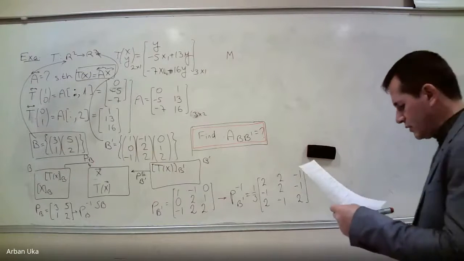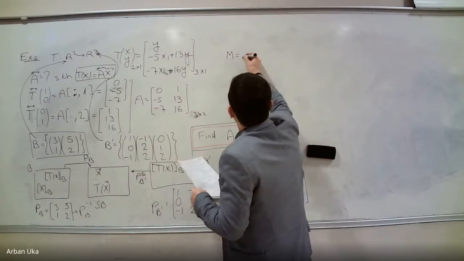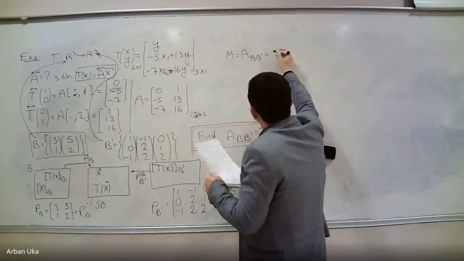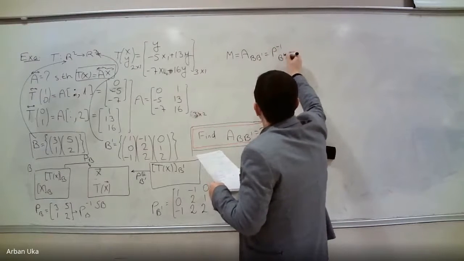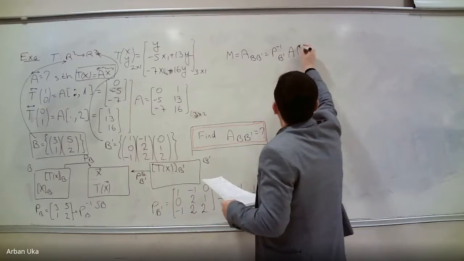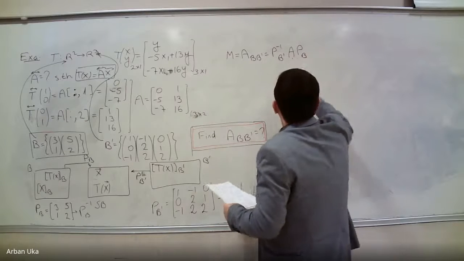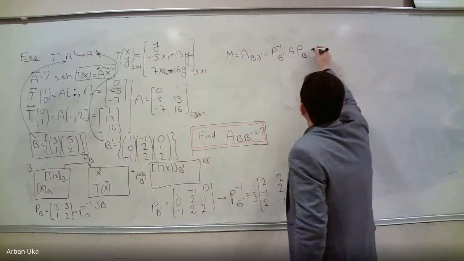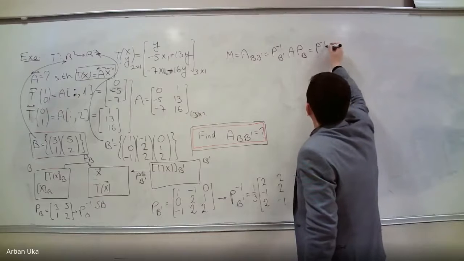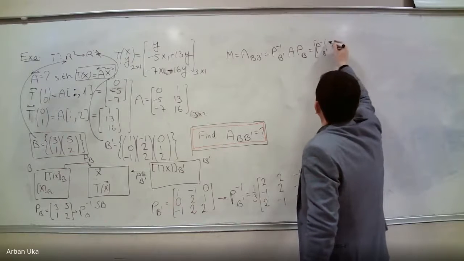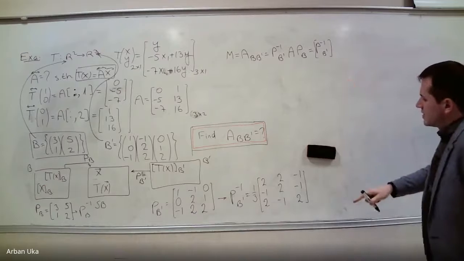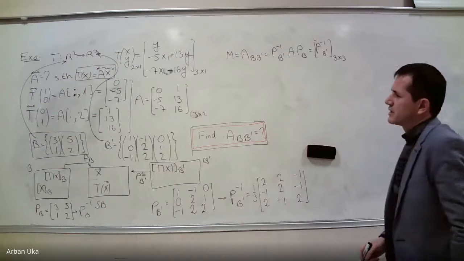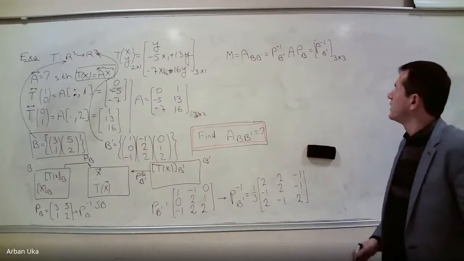This would be equal to the P inverse of the B prime times A times PB. Okay, and it is worth looking also at the dimensions. So if this is the P inverse of the B prime, this is 3 by 3, right? Because this is an invertible matrix, and the inverse of a matrix can be defined only for square matrices.